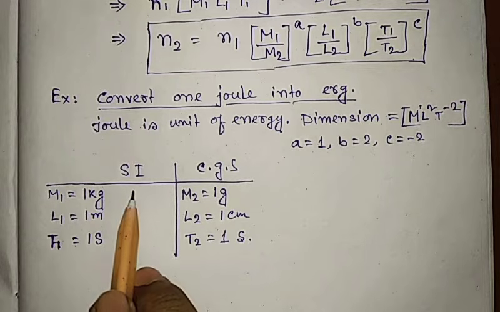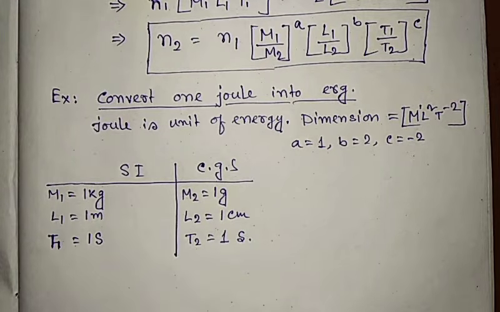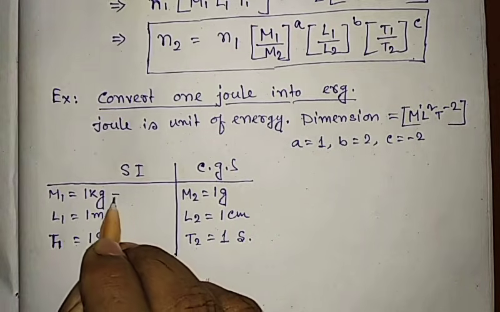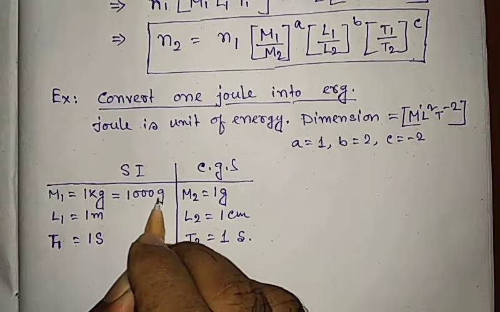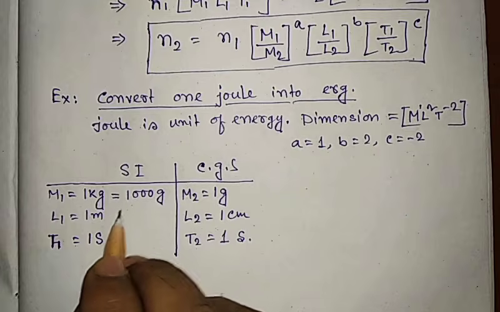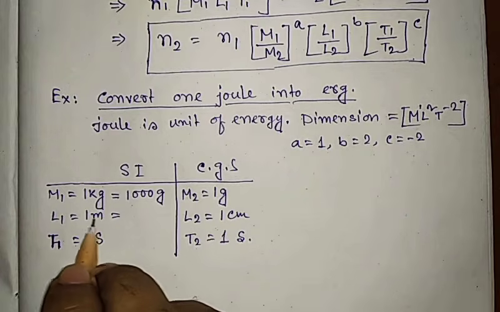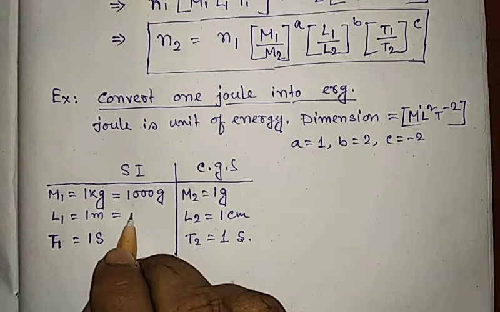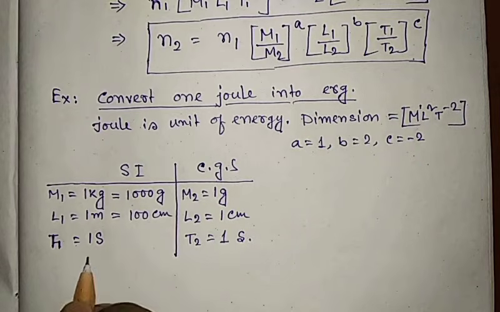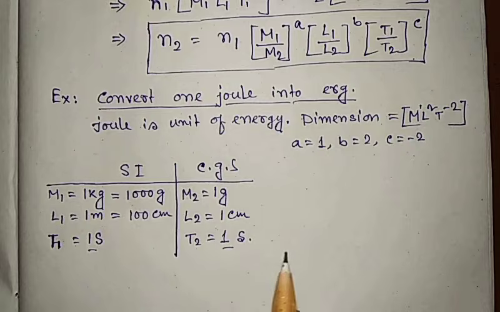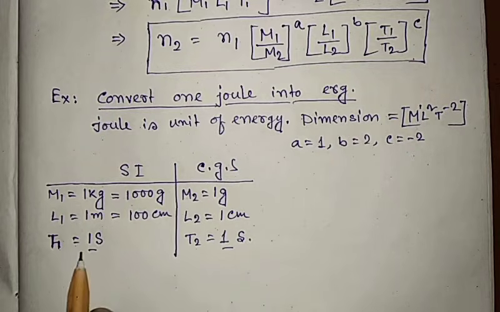As we have to convert SI to CGS, we convert 1 kg into gram, so it will be 1000 gram. And we also convert 1 meter into centimeter, so it is 100 centimeter. 1 second stays as it is, because in both SI and CGS the unit of time is the second.